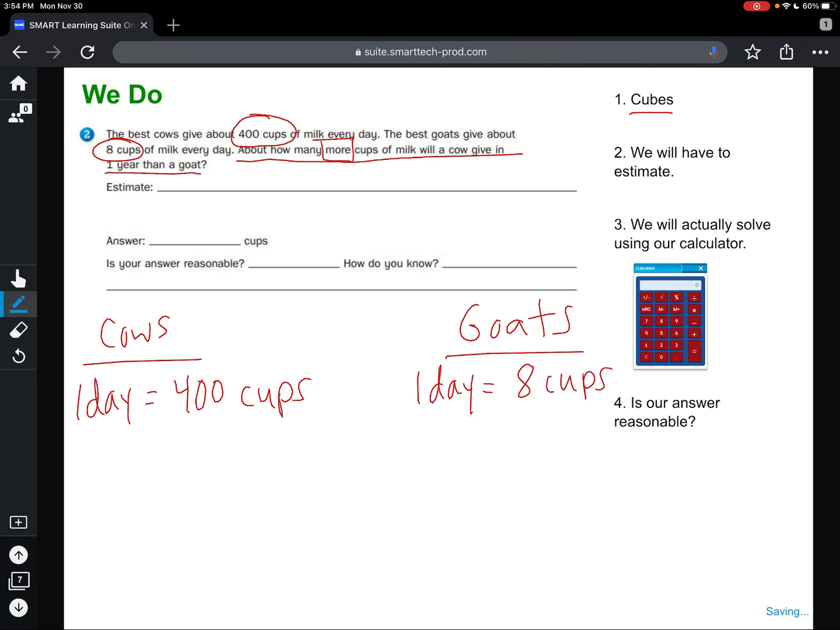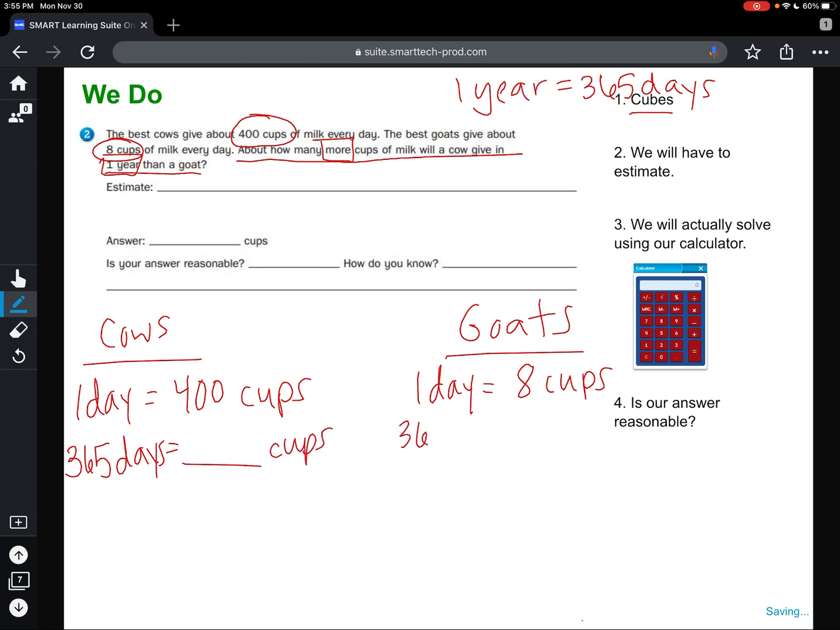8 cups. What's the question asking? Is it asking us to compare the difference in how much the cows and the goats make in one day? No, it says in 1 year. Well, 1 year is how many days? 1 year is 365 days. So this time I'm going to say 365 days, and I don't know how many cups that's going to be.